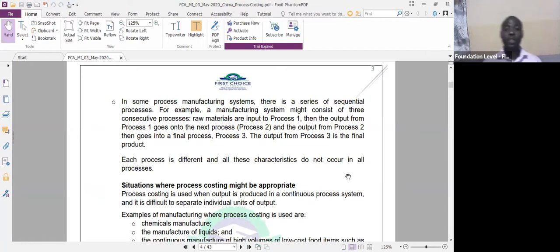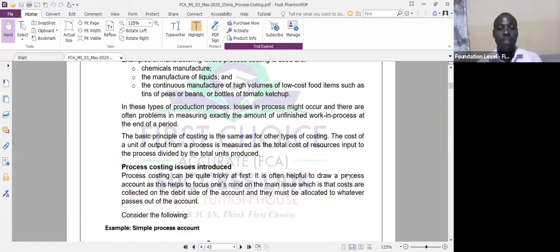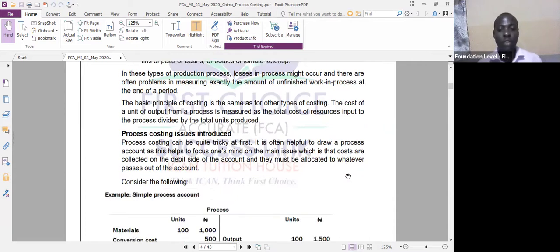Situations where process costing might be appropriate. Examples where you can find process costing are chemical manufacture, manufacture of liquid, manufacture of tomato ketchup, tin of beans, tin of peas, bottle of tomato ketchup, production of wine or soft drinks. All right. Now let us go into process costing proper.